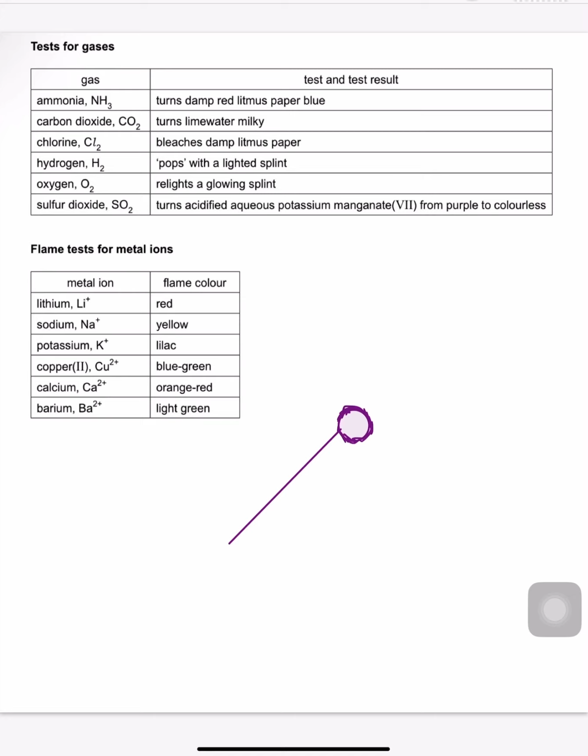I'm going to apply this information to solving past papers. I'm going to discuss some of the past papers with you as well.